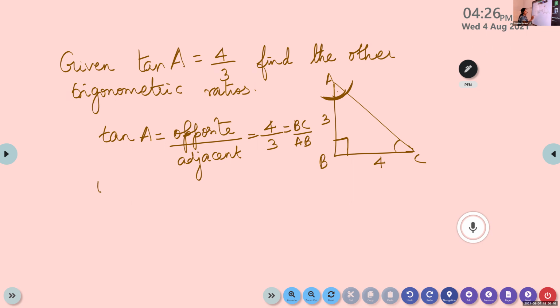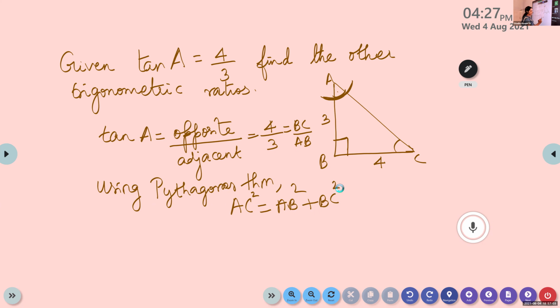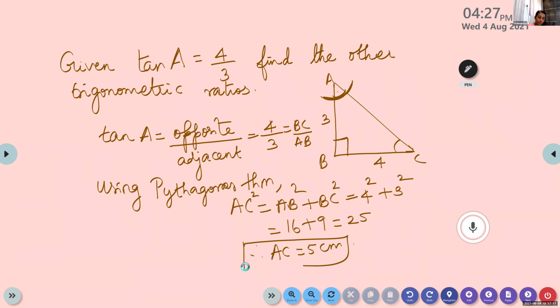Now, using Pythagoras theorem, we can find AC, the hypotenuse. Two sides are given. AC square will be the same as AB square plus BC square, which is 4 square plus 3 square, which is 16 plus 9, which is 25. Therefore, what is AC? AC is 5.